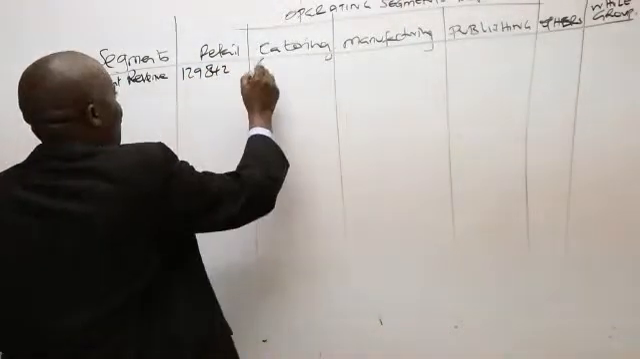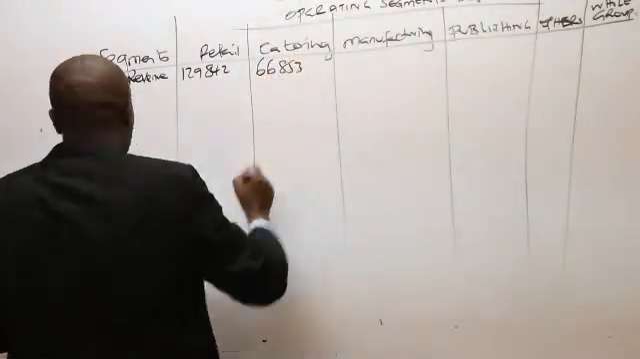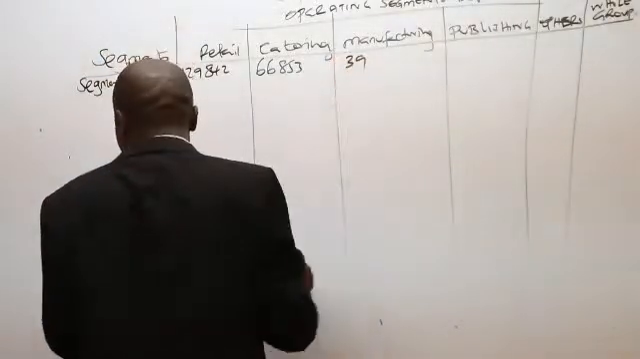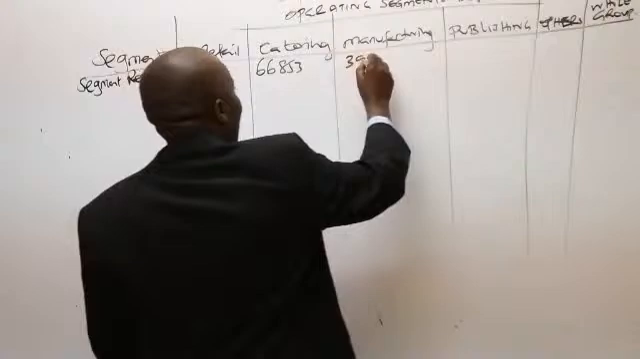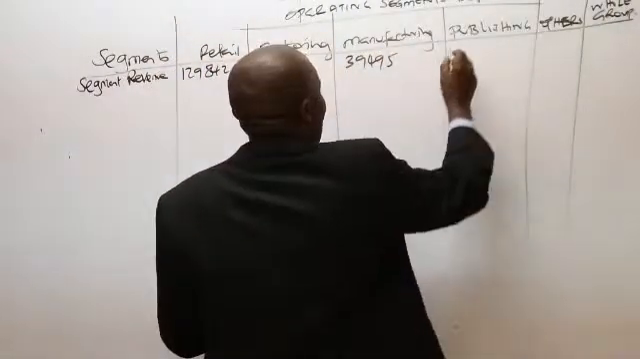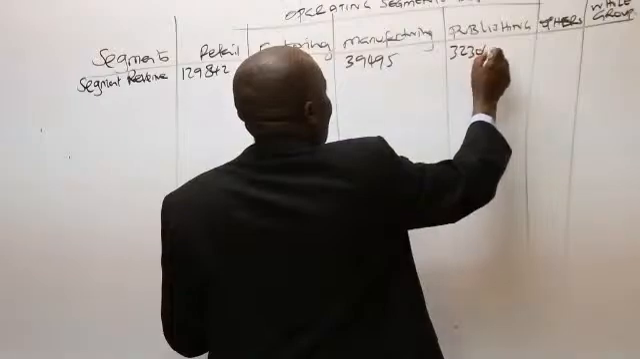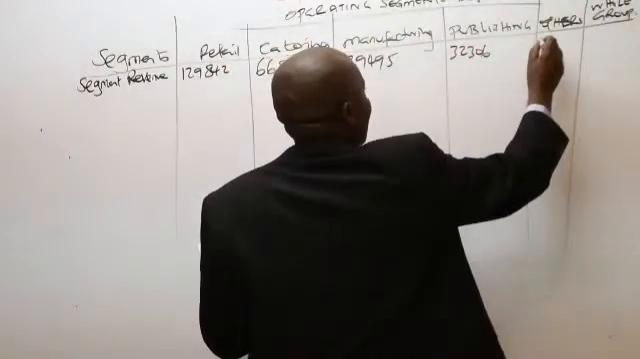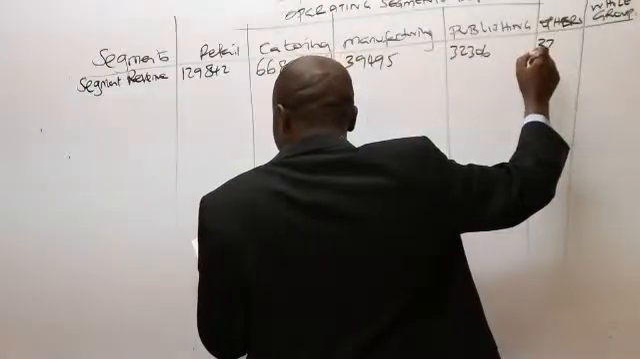Next, 66,853. Next, we have 39,495. Next, we have 32,306. And then others, we have 37,447.